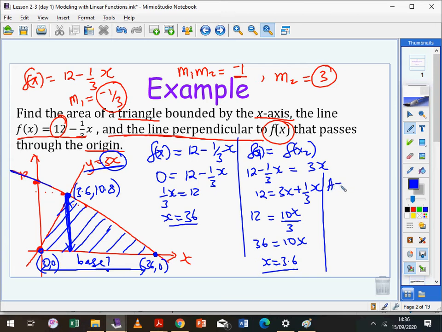Area is equal to half times base times height. Half times 36 times 10.8. And I end up with some answer which is going to be the area of that region. So I have used linear functions to try and find the area of that triangle.